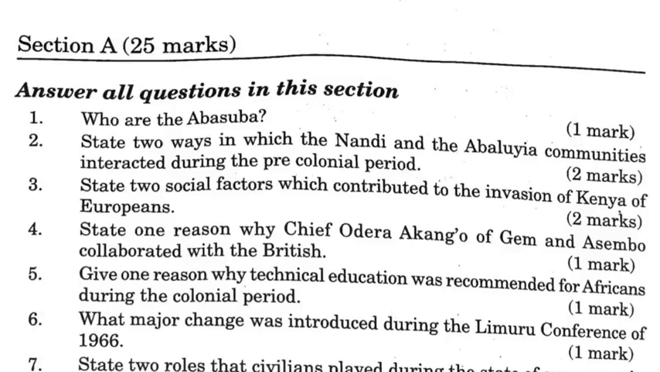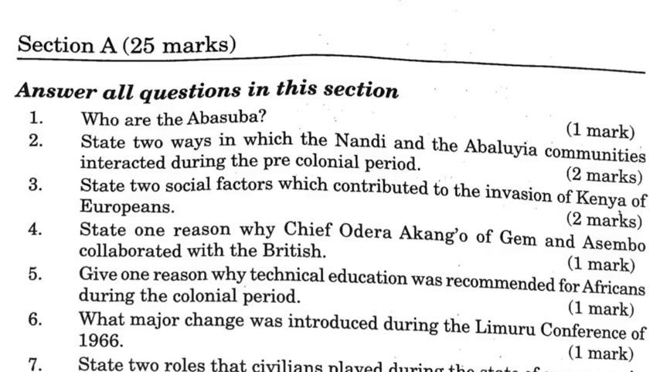Welcome. Today we are going to look at History, Paper 1, Section A, 25 marks. Question 1. Who are the Abasuba? They are descendants of refugees from Busonga and Buganda who settled in Mfangano and Rusinga Islands on Lake Victoria by 1800 AD. They have over the years absorbed many Luo cultural practices.